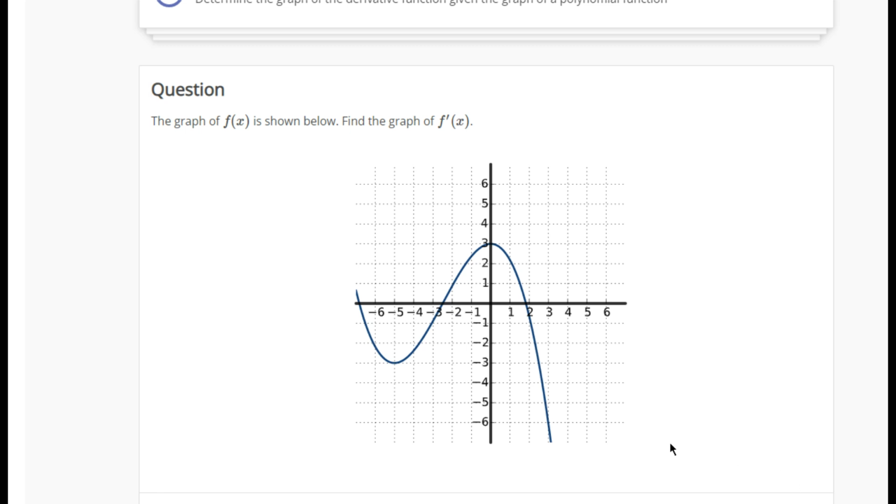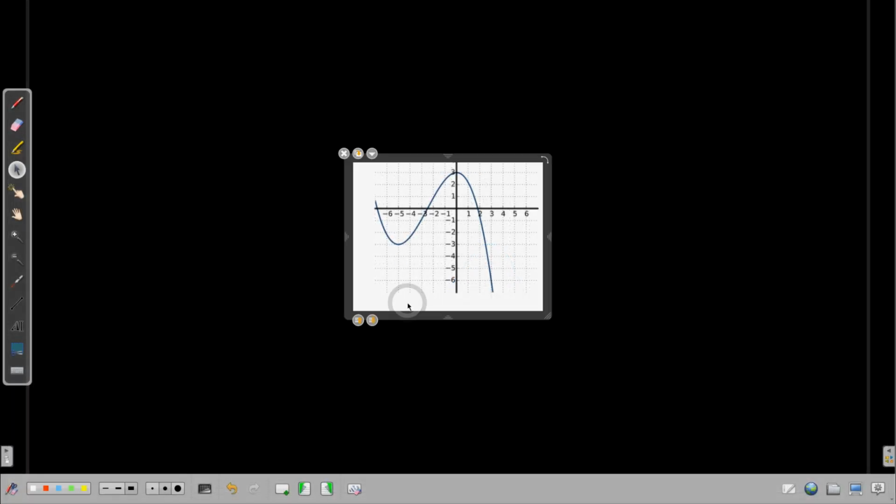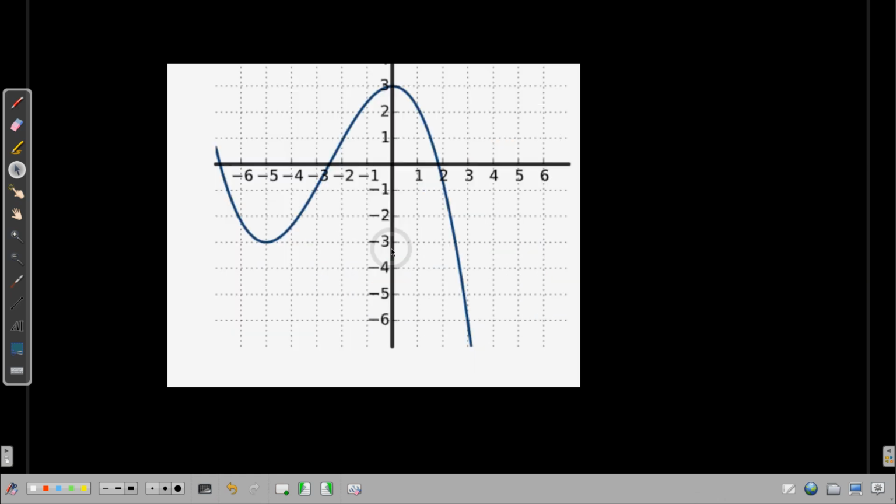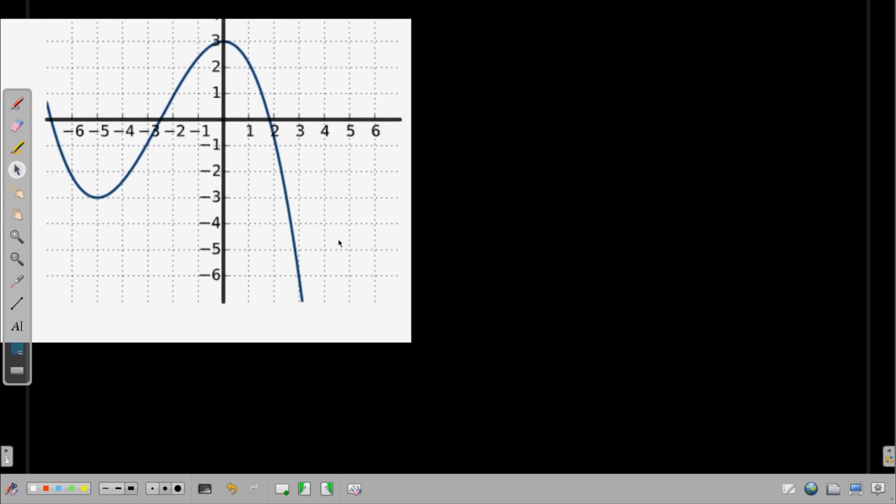This is going to have a parabola as its graph of f prime. It'll be a parabola that's opening downward. Here, I'll show you why. So here goes the graph of f. This is f of x.